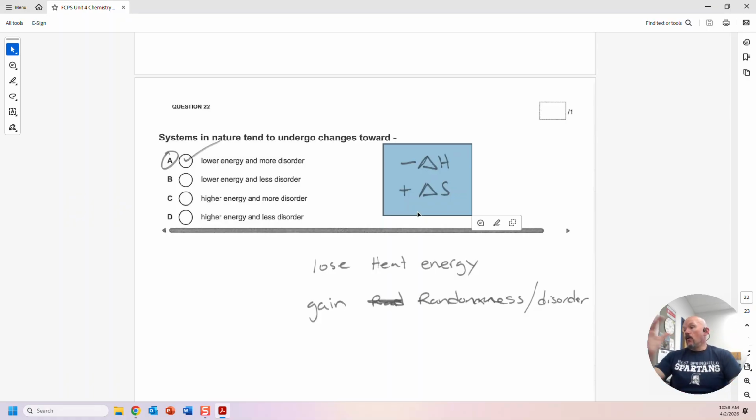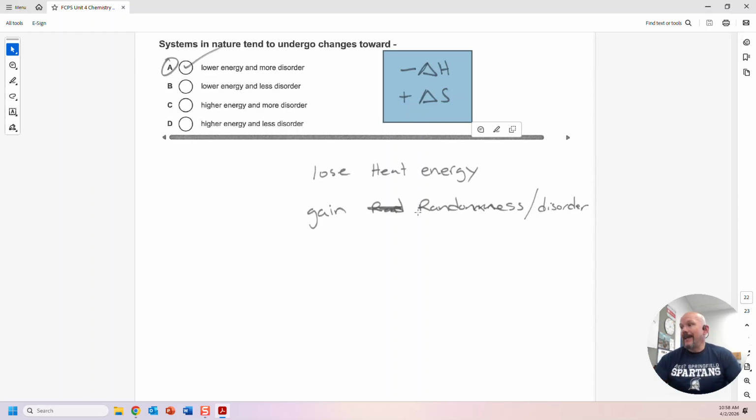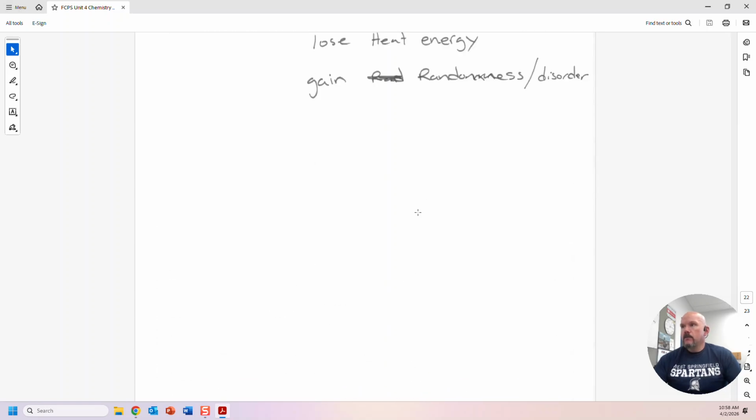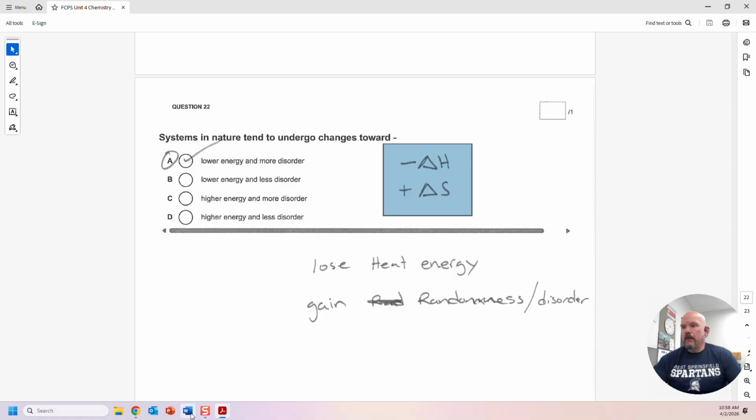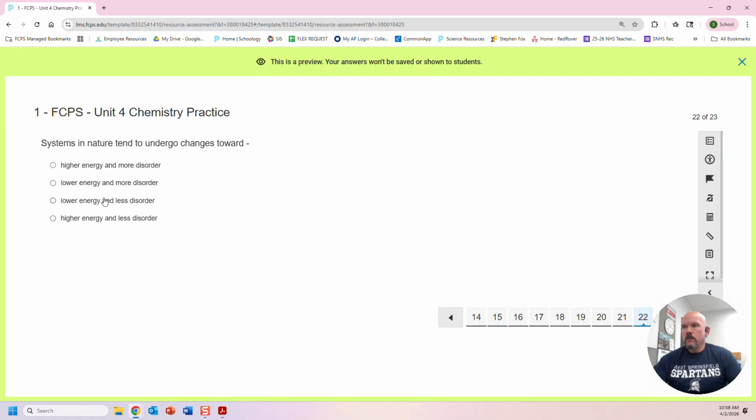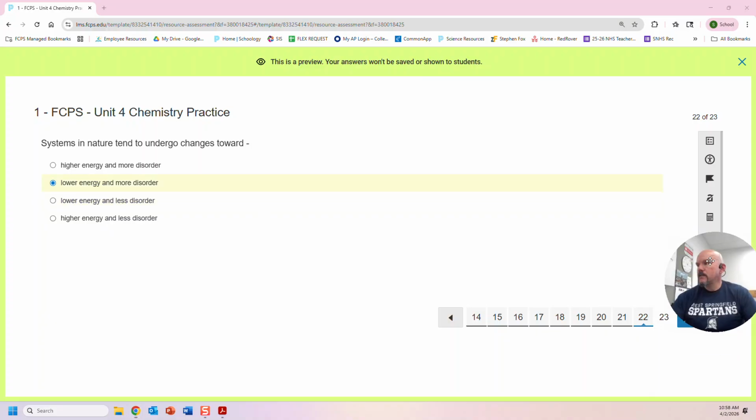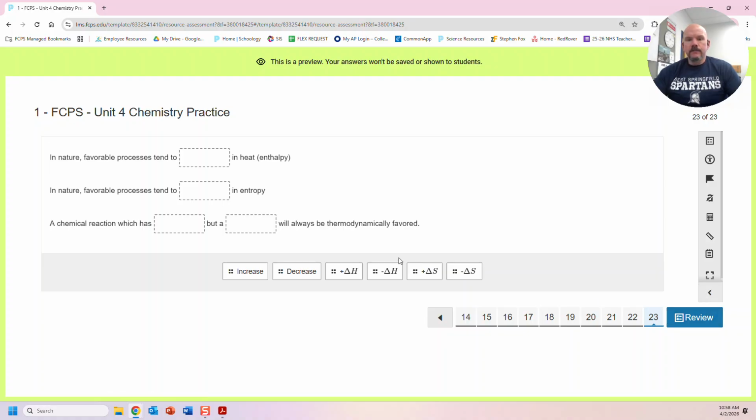Okay. So lower heat, lower energy, but more randomness, more disorder. That's what's favored in nature. All right. So low energy, more disorder, more randomness. Okay. And the last one. In nature, a favorable process tends to decrease in enthalpy, tends to increase in entropy. A chemical reaction with a negative delta H and a positive delta S will always be thermodynamically favorable.